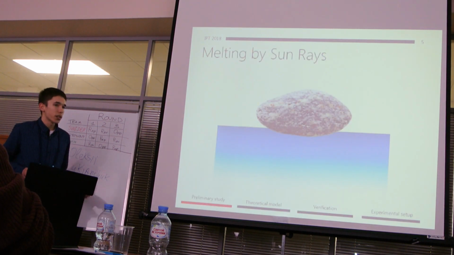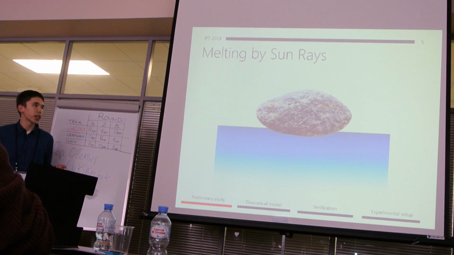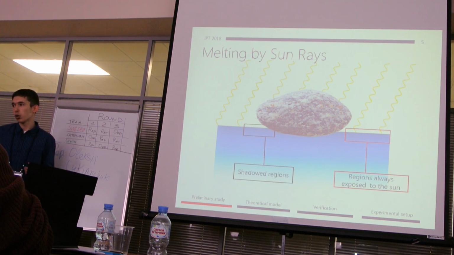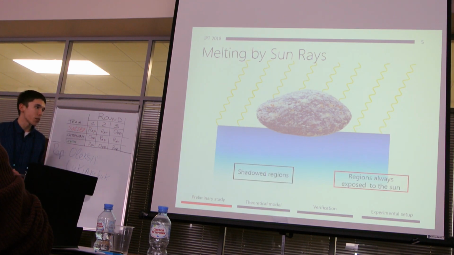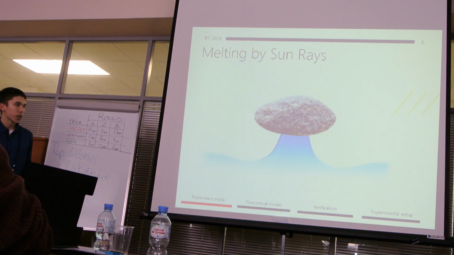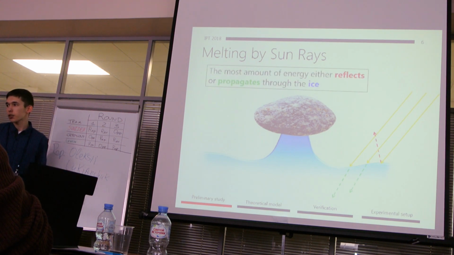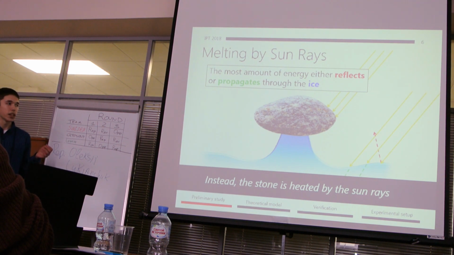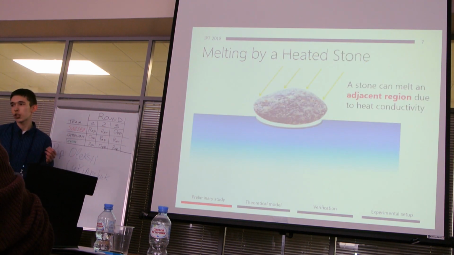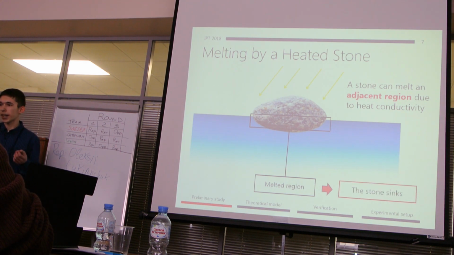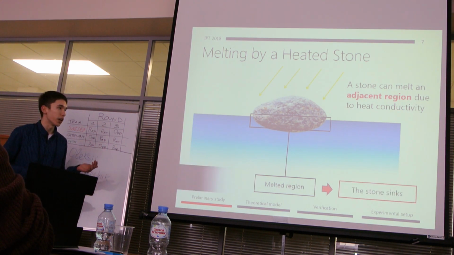So, to begin with, at first look, it may seem that the process happens due to melting by sun rays, and it makes sense. There are shadowed regions and regions always exposed to the sun. Thus, the latter melt more intensely. But, after more precise analysis, we understand that the lion's share of solar energy either reflects or propagates through the ice surface. But at the same time, a stone is heated. Thus, due to heat conduction, it melts an adjacent region. Consequently, it leads to stone sinking. And we can see that no stand appears. It means that sun cannot lead to this phenomenon.